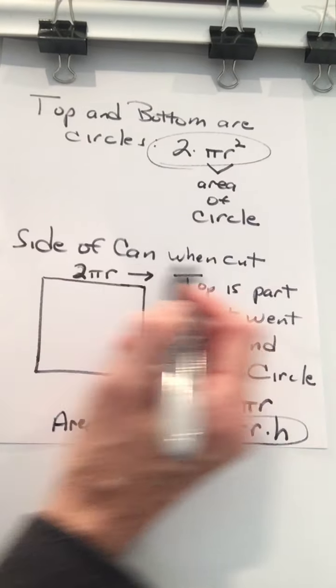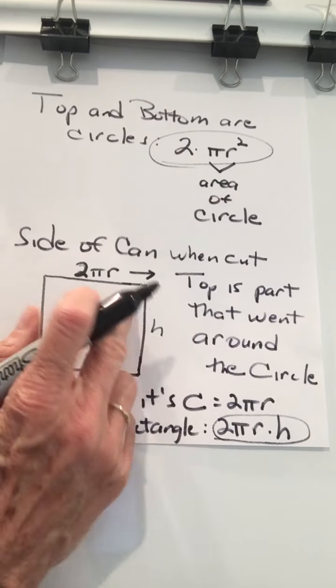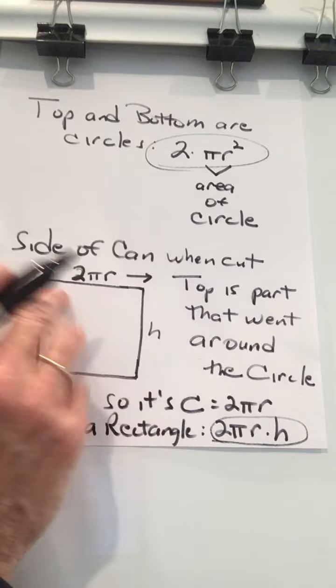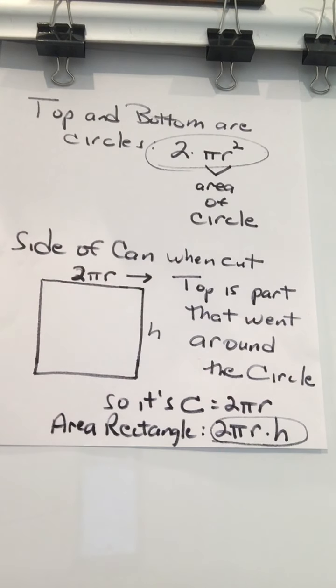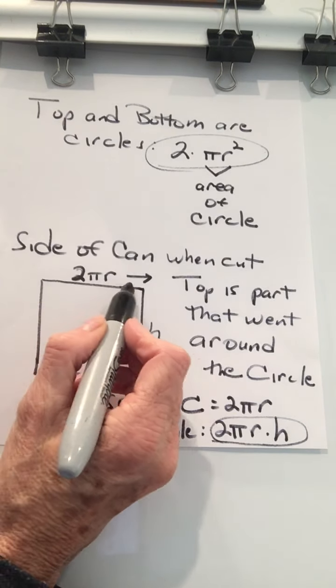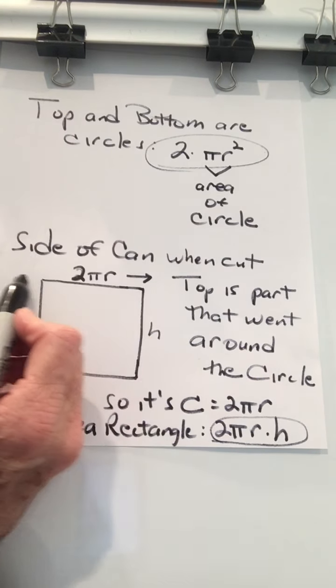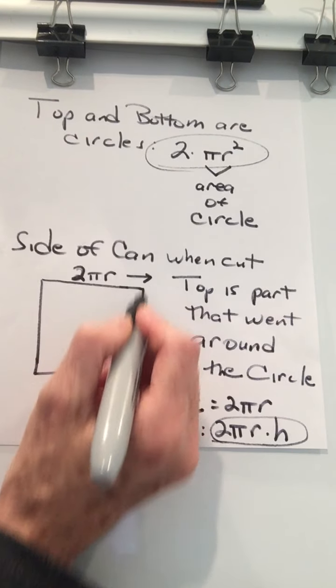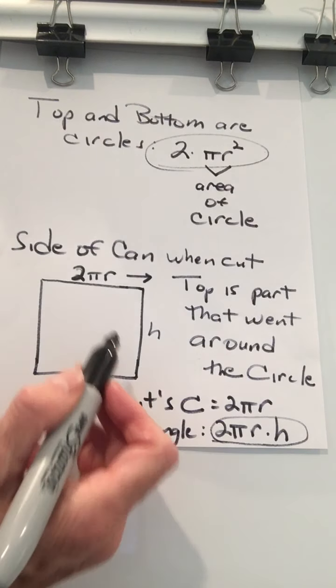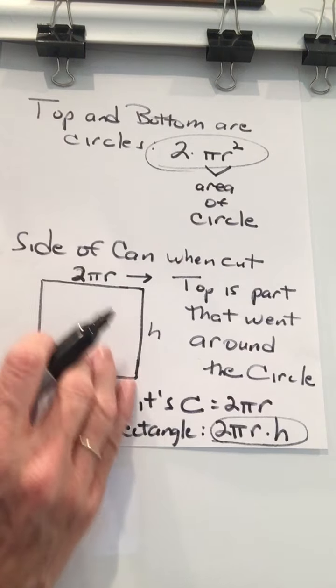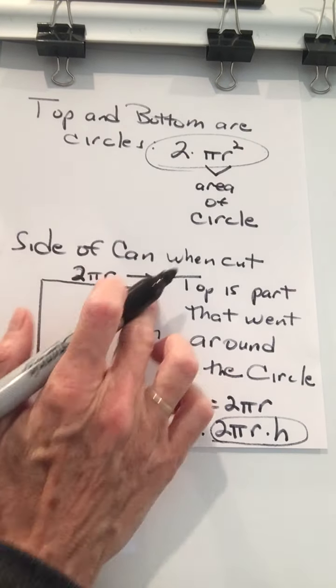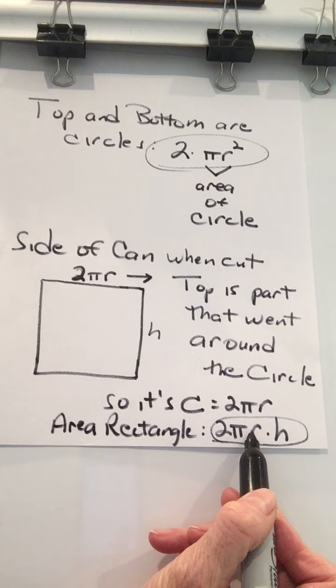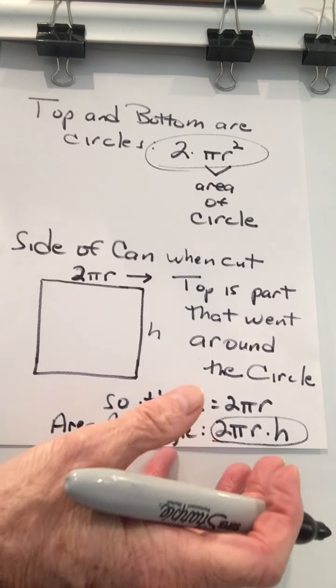And then for the side of the can, if you cut that can, the top part is what went around the circle of the top of the can. So the 2 pi r is the circumference of that circle, and then the height is obviously the height of the can. So to find the area of the middle part of the can, it's really just a rectangle, which is 2 pi r times h. So that's where the formula comes from. So let's do an example.